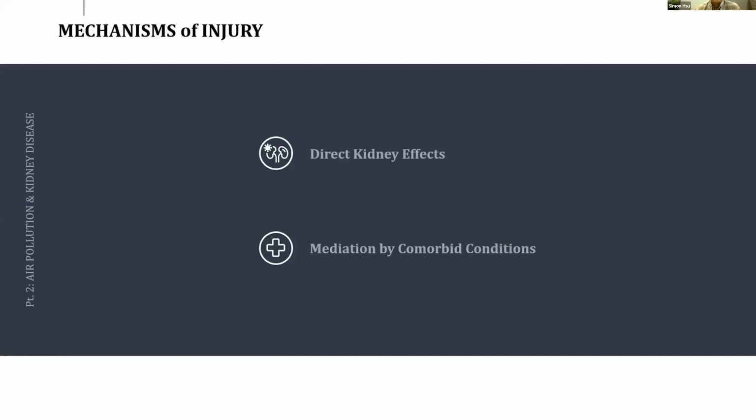So I did a lot of reading on the specific mechanisms of injury, and I've kind of decided you can group them into two categories. Direct kidney effects of some of these pollutants, and then secondarily, mediation by comorbid conditions. I'll talk a little bit about each one of these in more detail. So starting with potential direct kidney effects.